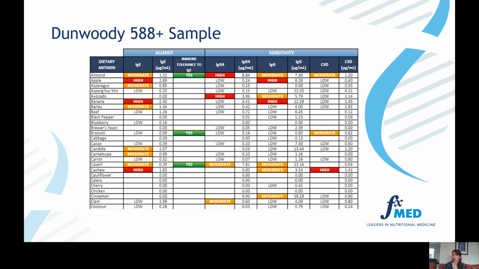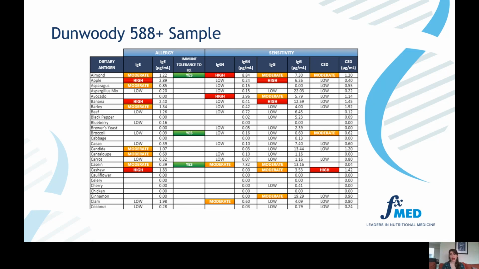So looking at the Dunwoody 588 panel sample, we can see here the testing for IgE, as well as IgG4 that sometimes has the blocking effect for IgE. And these green squares show us if we have what's called immune tolerance to IgE. So even if, for example, almond has a moderate IgE reaction, so a pretty significant reaction of true allergy, however, IgG4 is produced as well, which shows us that we actually have immune tolerance to IgE.